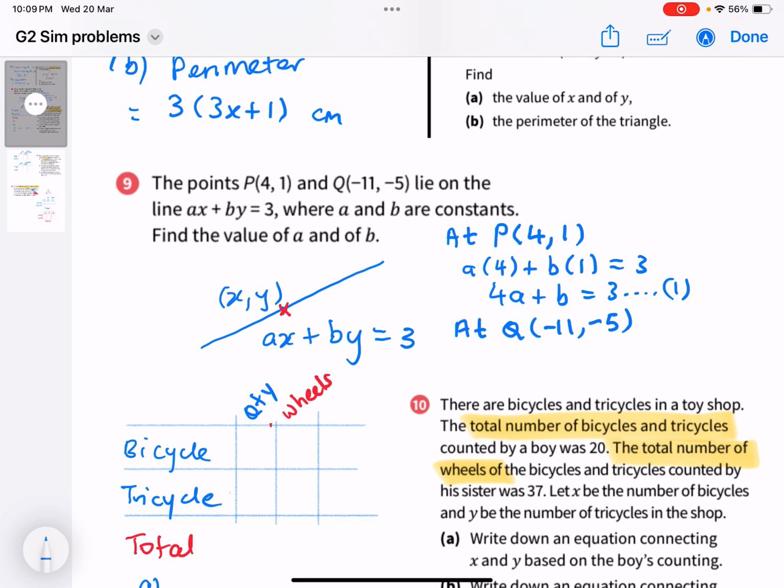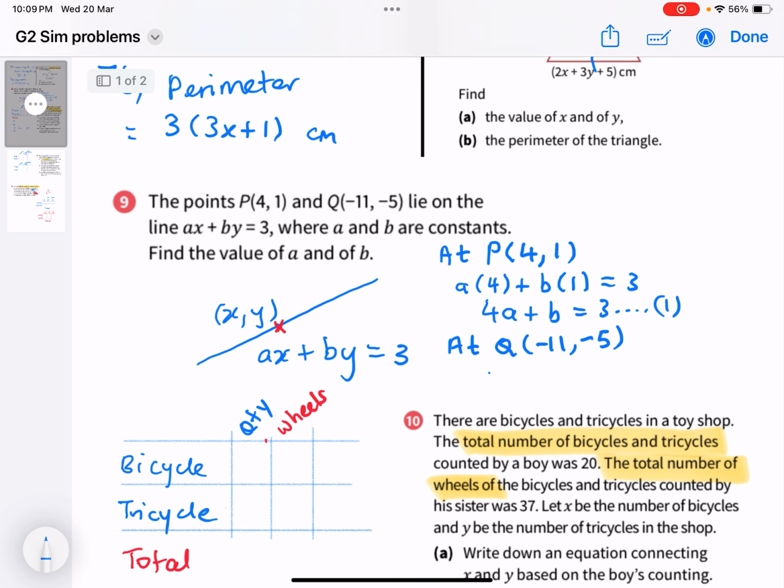So at Q, x is negative 11. So now we substitute into the equation. X is negative 11 and y is negative 5. So now we have the equation negative 11a minus 5b equals 3. Second equation.